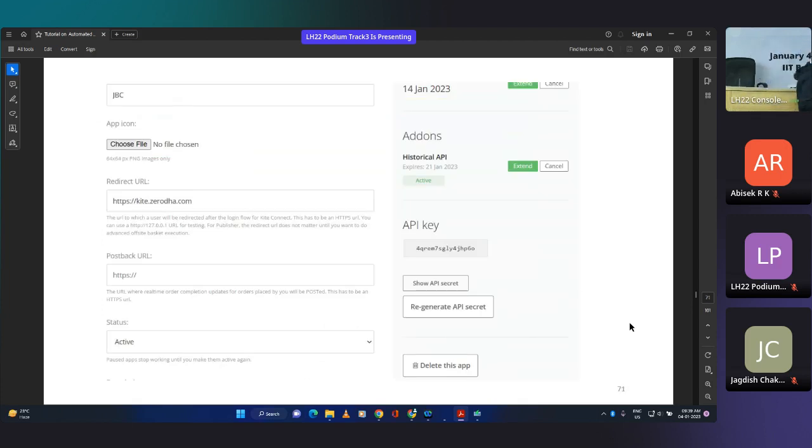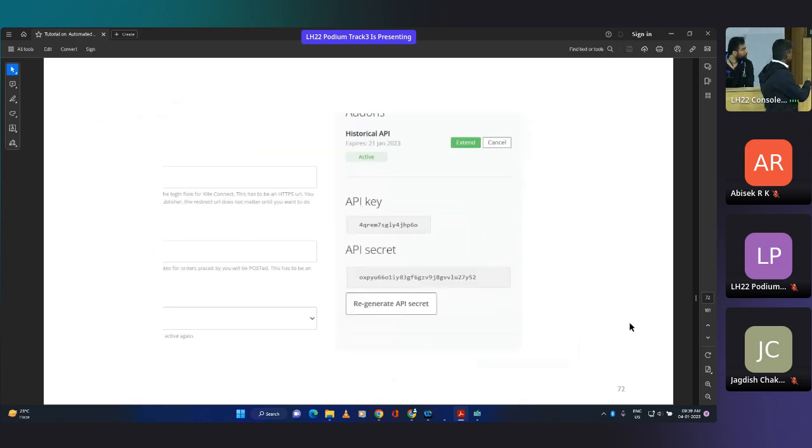Okay, and to create a session between that server and our machine, we have to use this API key and API secret key. I hope you are able to see the word API key, and below that there is a key that we have to use while connecting with the server. Below that there is the API secret, which is unique to every user.